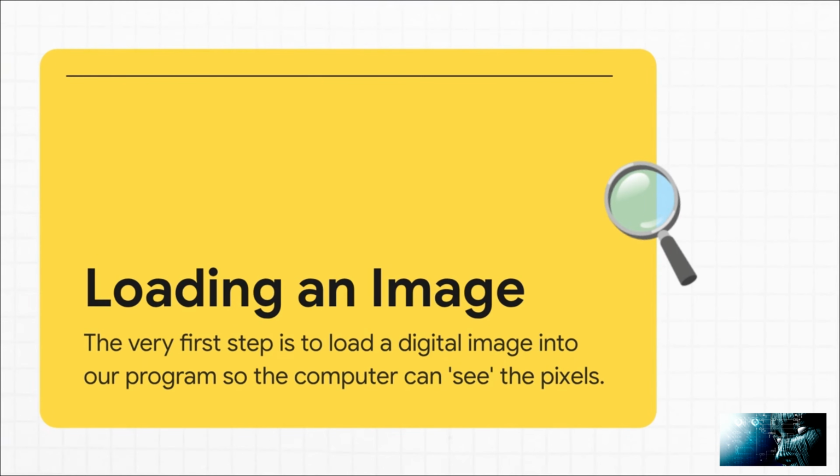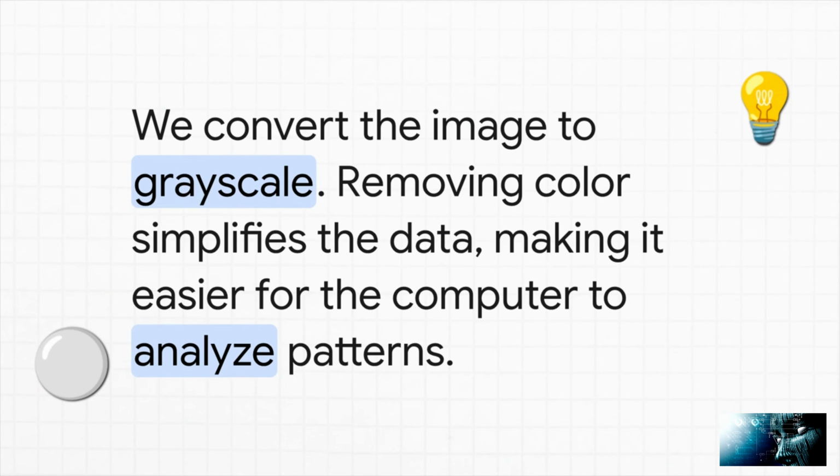So, step 1 is super simple. We have to actually load an image. We use our OpenCV library to do this. And with just one little line of code, we tell the computer, hey, go grab this image file. But here's the cool part. It doesn't see a picture. It sees a giant grid of numbers, one for every single pixel. That's our raw data.